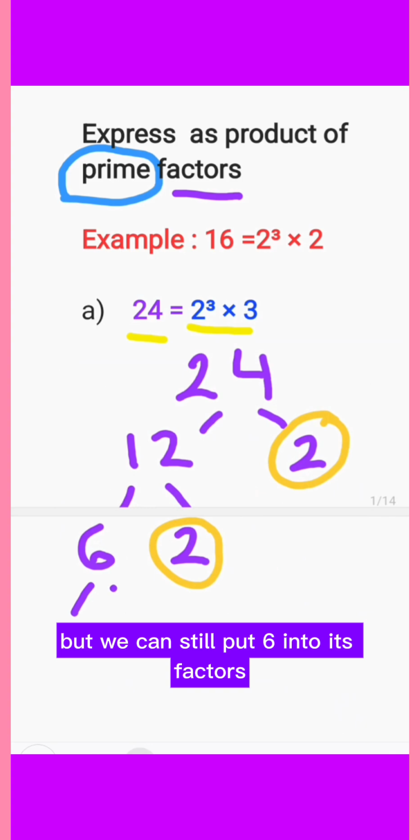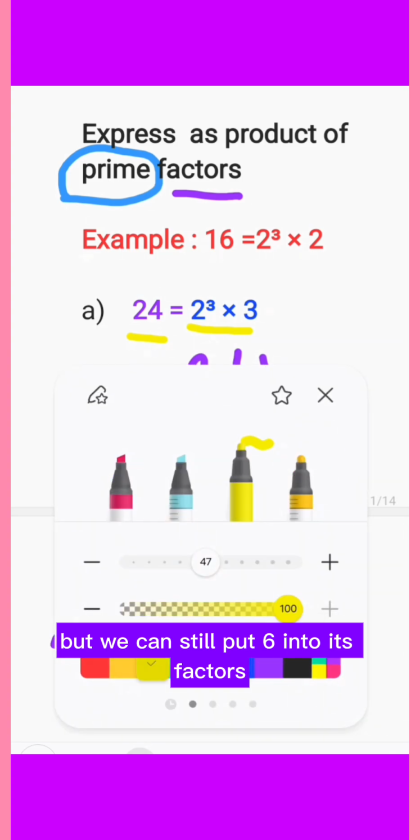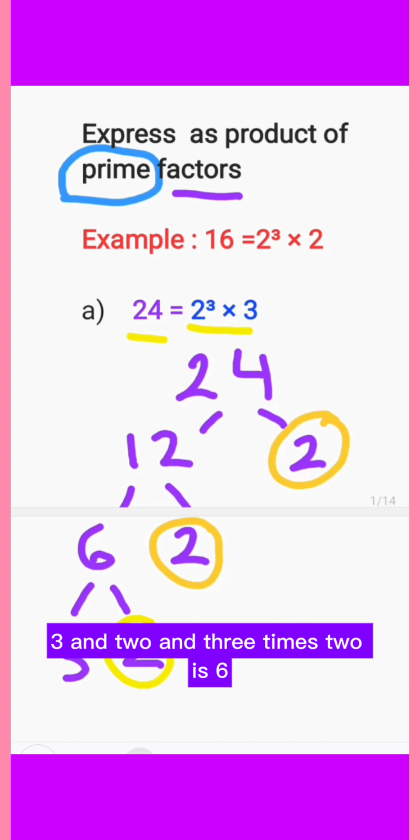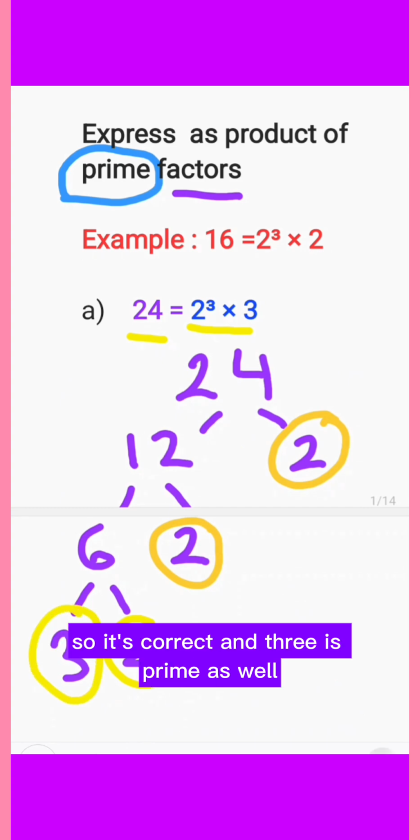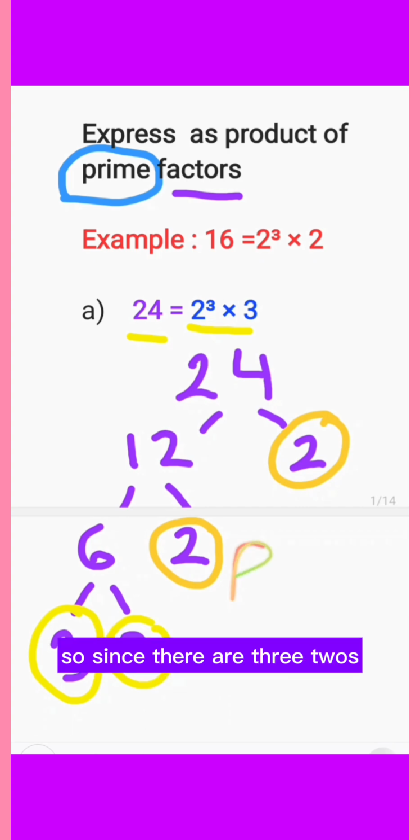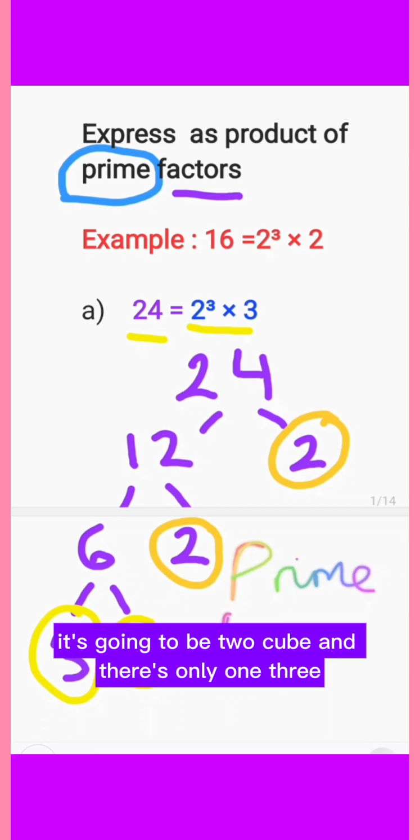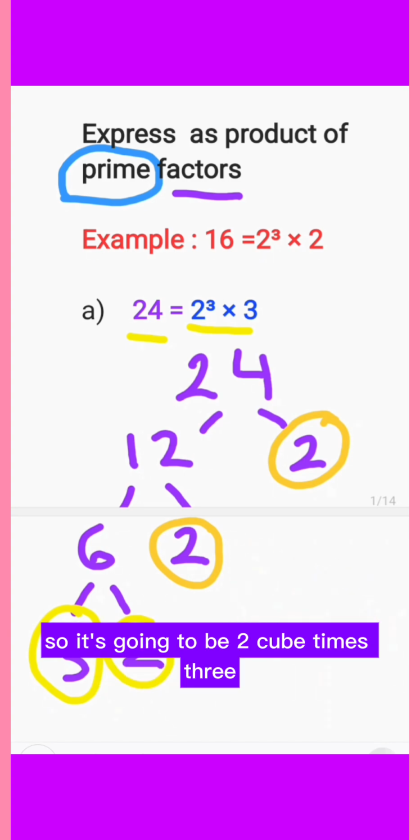But we can still put 6 into its factors, 3 and 2. And 3 times 2 is 6, so it's correct. And 3 is prime as well. So since there are 3 2's, it's going to be 2 cubed. And there's only one 3, so it's going to be 2 cubed times 3.